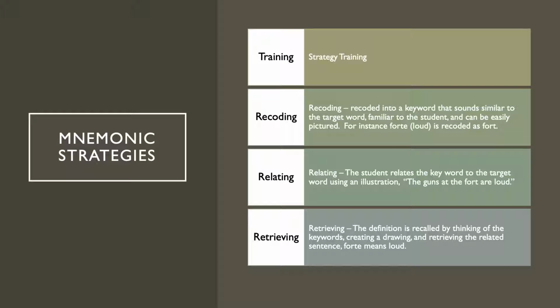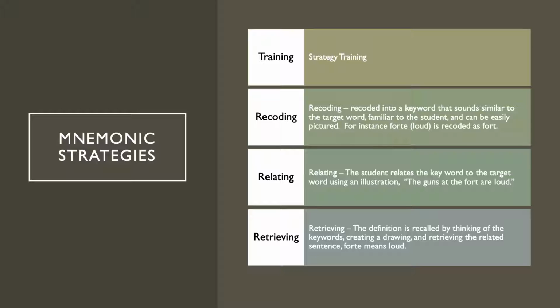Lastly, we're going to look at a few more strategies: mnemonic strategies, cognitive learning strategies, and then technological applications. In other words, what apps are out there. So mnemonic strategies first is strategy training, where the word is recoded into a keyword that sounds similar to the target word, familiar to the student, and can be easily pictured.